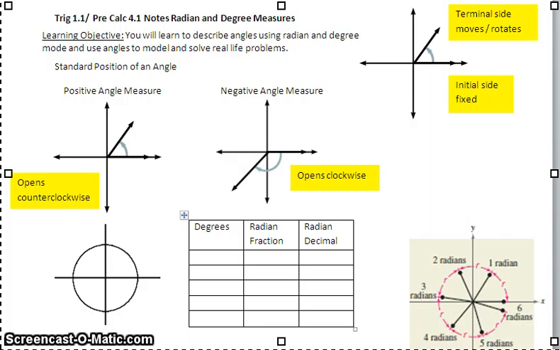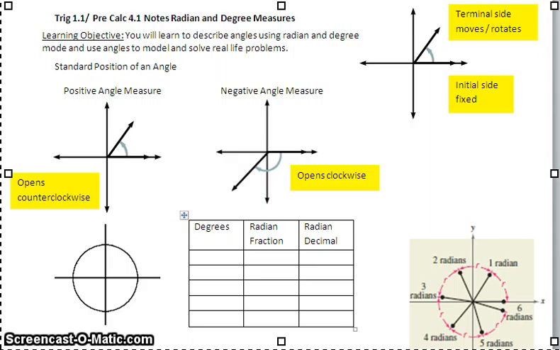And eventually we'll finish off this section by dealing with finding the arc length of a circle, so basically a part of the circumference of a circle, and then finding the area of a sector of a circle, so finding the area of part of a circle. So a lot of topics to cover in this first section of notes.